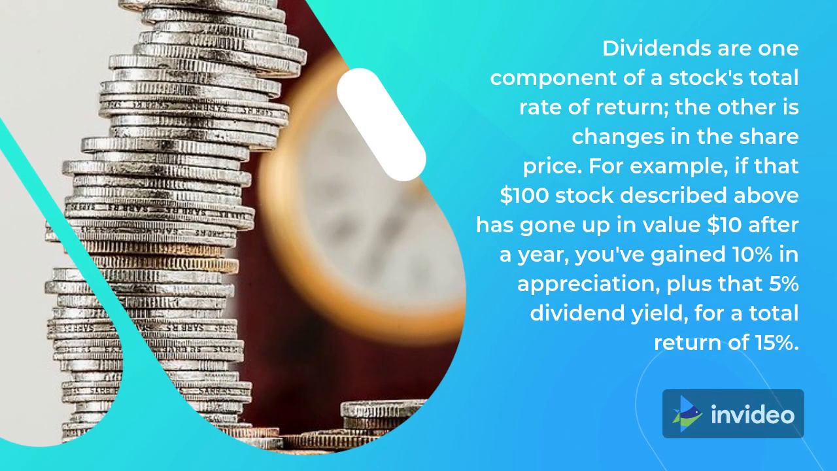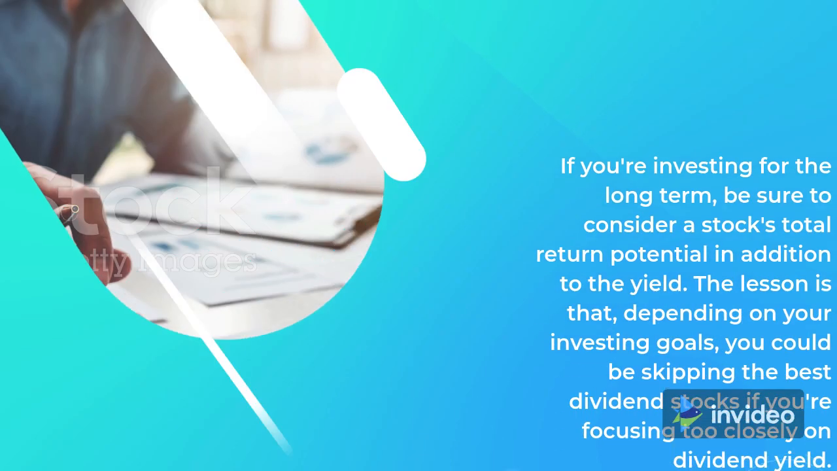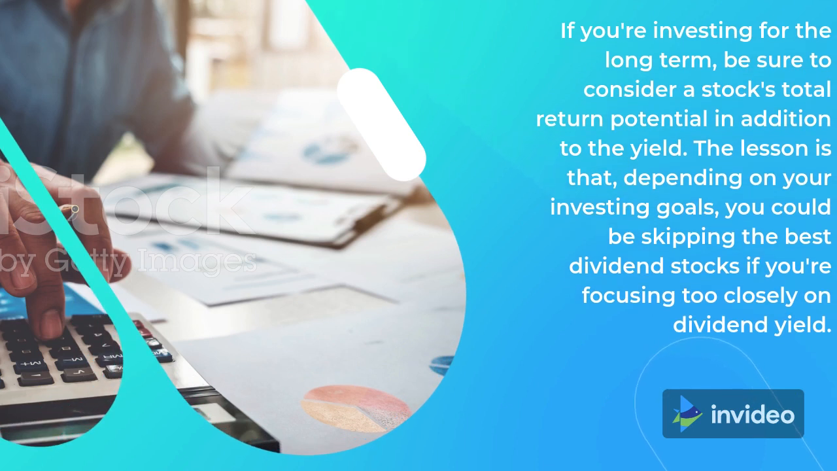Dividends are one component of a stock's total rate of return; the other is changes in the share price. For example, if that $100 stock described above has gone up in value $10 after a year, you've gained 10% in appreciation, plus that 5% dividend yield, for a total return of 15%. If you're investing for the long term, be sure to consider a stock's total return potential in addition to the yield. The lesson is that, depending on your investing goals, you could be skipping the best dividend stocks if you're focusing too closely on dividend yield.